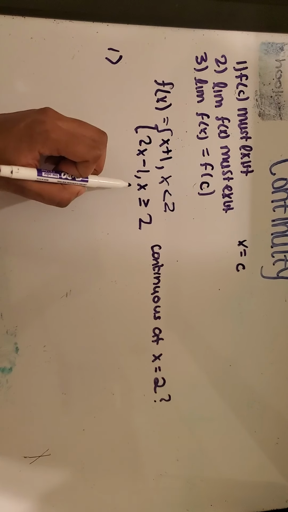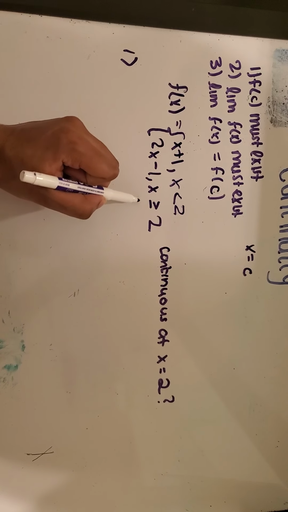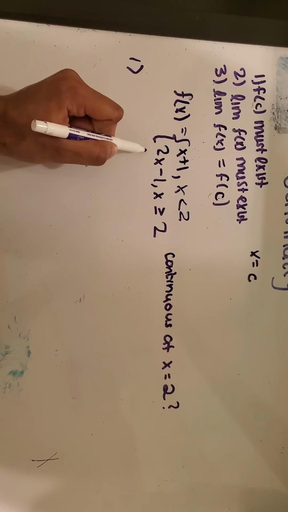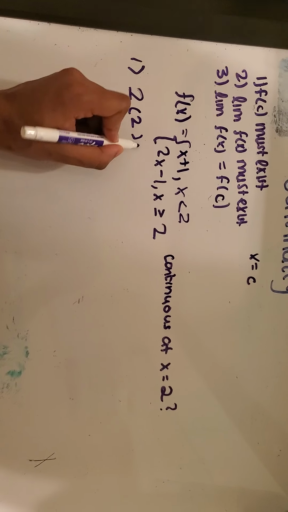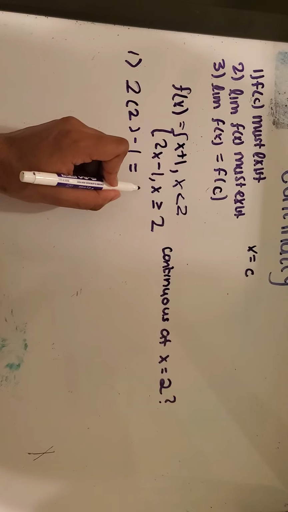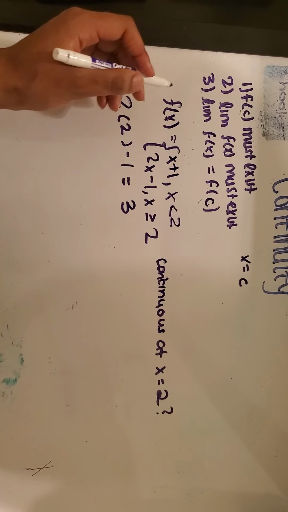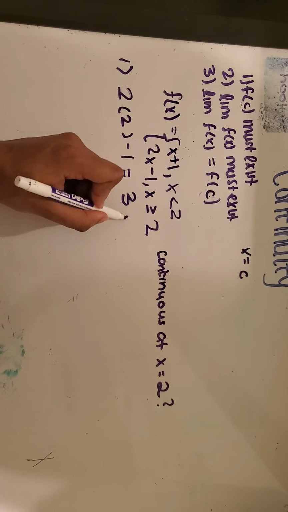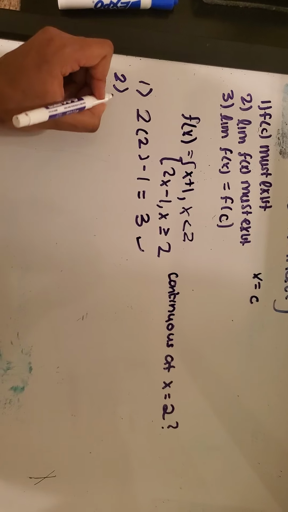To do that, we're going to plug it into this bottom piece of the piecewise function because it's the one with the equal sign, and since x equals 2, we're going to be using that part. So, it'll be 2 times 2 minus 1, which would equal 3. So based on this, we can say yes, f of c exists, and we can keep going in our continuity test. So let's test the limits.